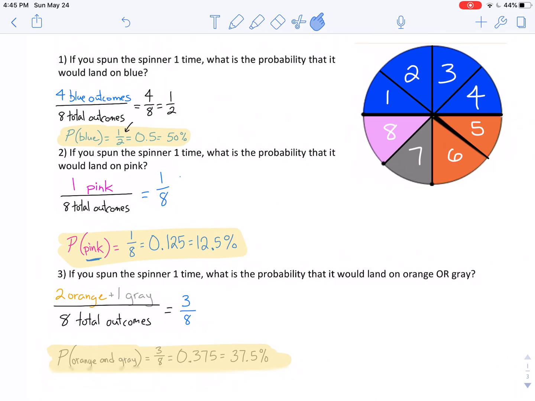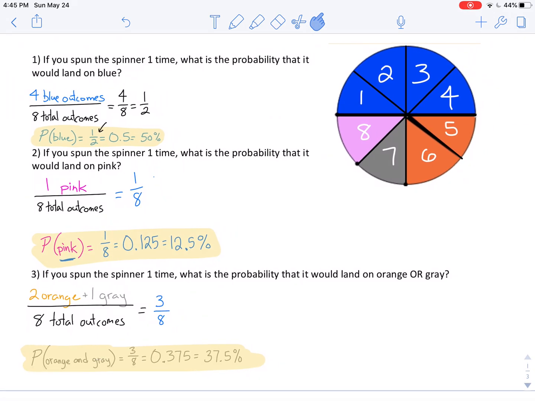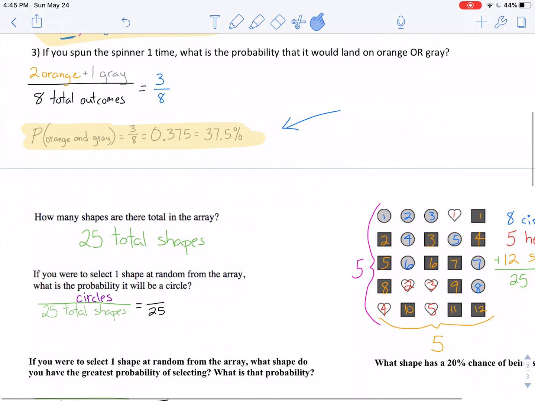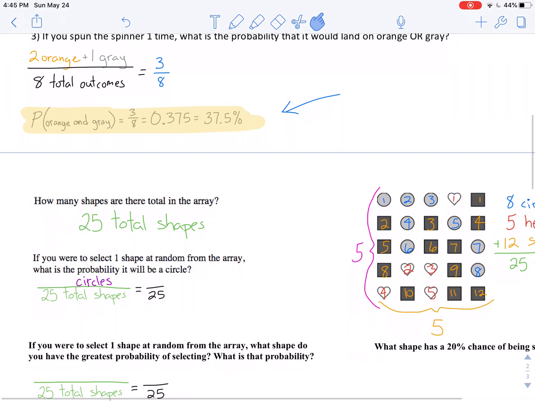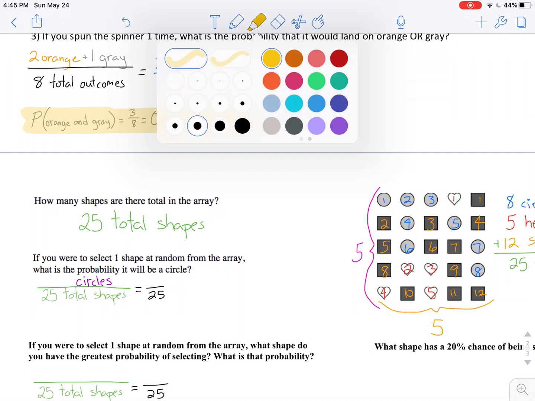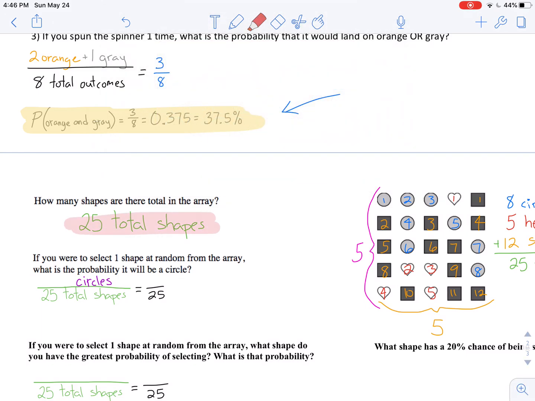Okay, number 3 I did in the former video. Make sure that you have the italicized part right there on your page. Okay, moving on to the next page with all the shapes. So the very first thing you needed was the number of total shapes. I will highlight the answer in pink. You needed 25 total shapes because that's a 5 by 5 array on the right side.